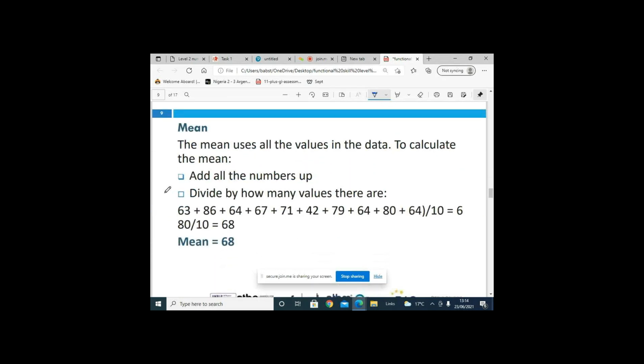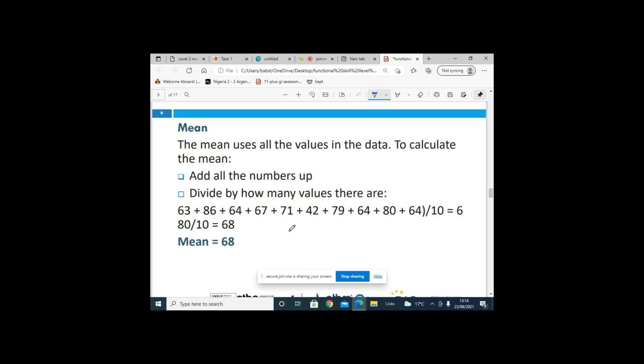That's what I did here. If you want to find the mean, you add the numbers, then divide by how many numbers there are. When I added those numbers together, I got 680. I know that you have 10 numbers there. So 680 divided by 10 is 68. So the mean score for Robert is 68.